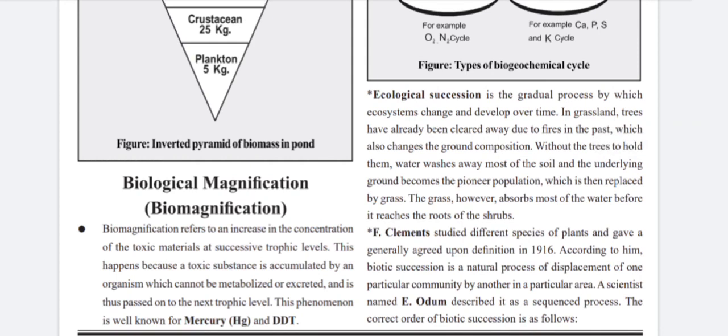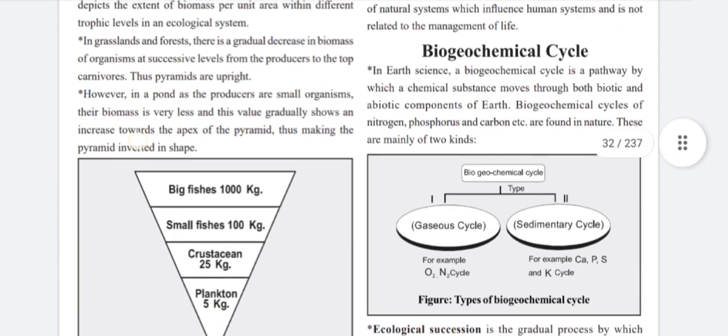Biological magnification or biomagnification. Biomagnification refers to an increase in the concentration of the toxic materials at successive trophic levels. This happens because a toxic substance is accumulated by an organism which cannot be metabolized or excreted and is thus passed on to the next trophic level. This phenomenon is well known for mercury, Hg, and DDT.